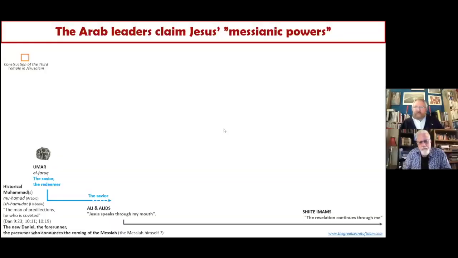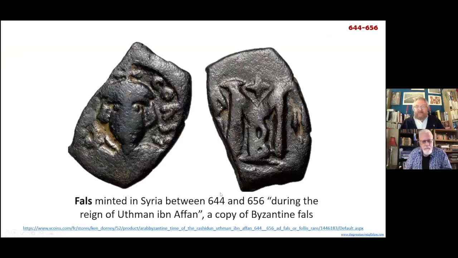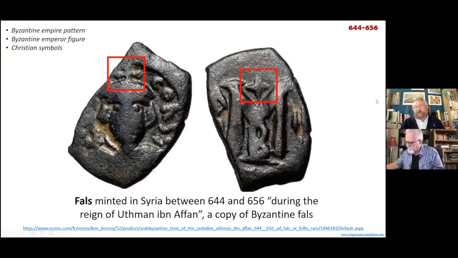Let's get back to hard evidence. Let's get back to the coins, the inscriptions. Let's get back to, for example, this coin minted between 644 and 656. According to the standard Islamic narrative, this should be a coin minted by Uthman ibn Affan, and it is a crude copy of Byzantine coins. We also see the M and the Christian crosses, which tells us that during the time of Uthman, the Arab leader who minted this coin was still using a Byzantine Empire pattern with the Byzantine Empire figure on his coin and with Christian symbols.